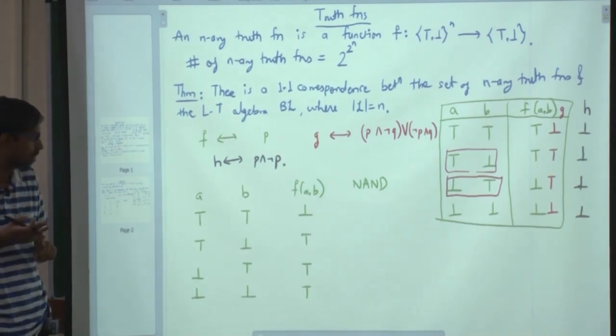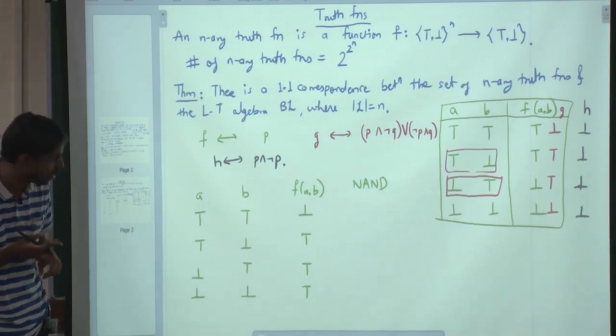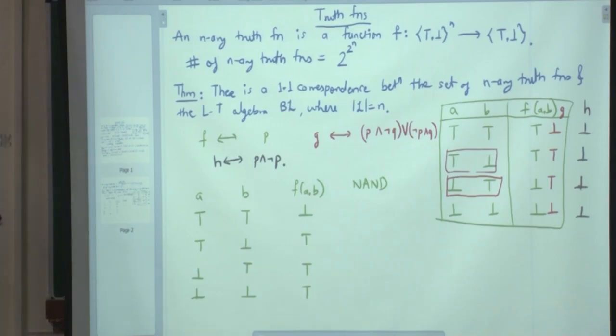No. Third row should not be false. So, NAND is a binary operator. NAND is a binary connective.